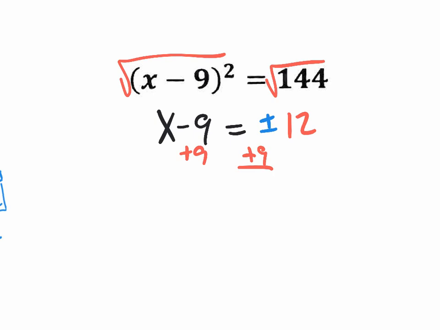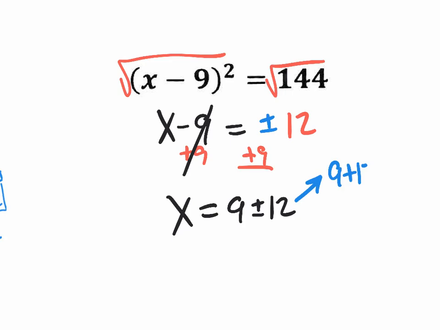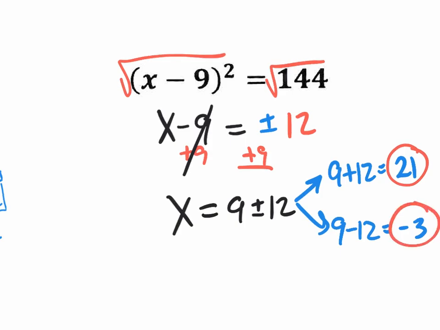And for me, to make more sense of this, I like to rewrite it. X equals a positive 9 with a plus or minus 12. And then from there, I would do my positive situation, 9 plus 12, and my negative situation, 9 minus 12. So 9 plus 12, that's 21. 9 minus 12, that's negative 3. So those are your two answers to this one problem.